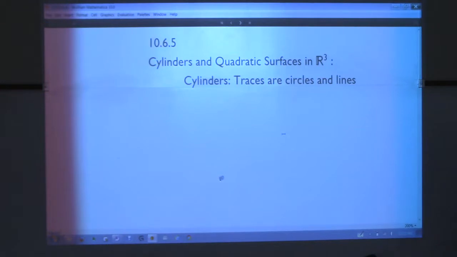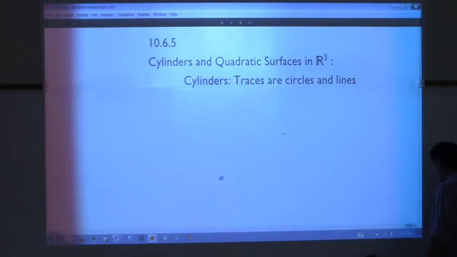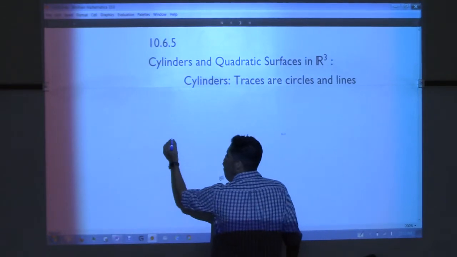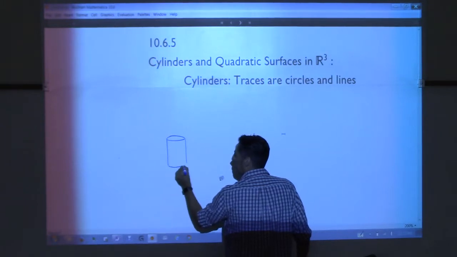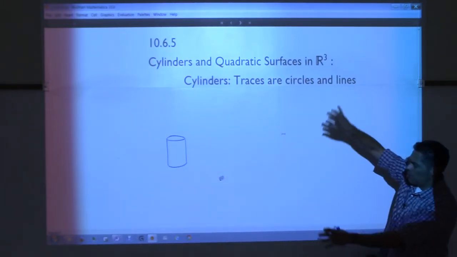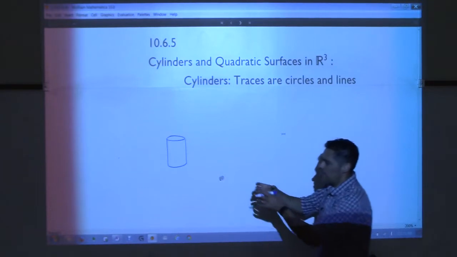So, cylinders. That's what we're going to talk about right now. What does a cylinder look like? In your mind, what is a cylinder? Like a can, right? Beer can. You brought up beer. I didn't bring up beer. It's like a beer can, right? Like this. But it extends forever, vertically. And it's hollow on the inside. It's not a solid rod.